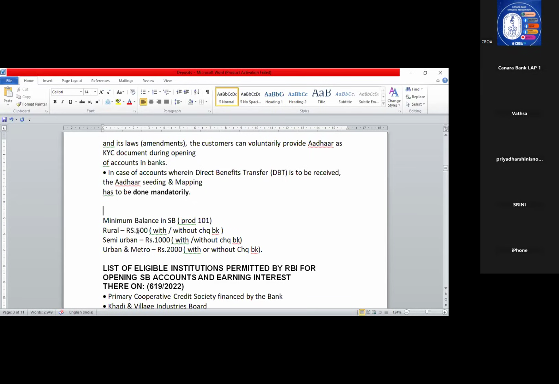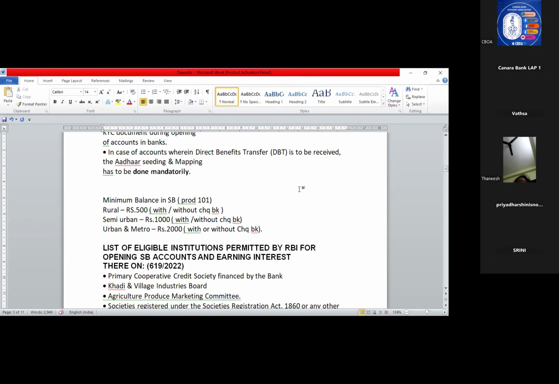Okay. Minimum balance in SB. That is a normal account, that is 101 product. Rural branches 500 with or without checkbook. Semi-urban branch 1000 with or without checkbook. Urban and metro, it is rupees 2000 with or without checkbook.